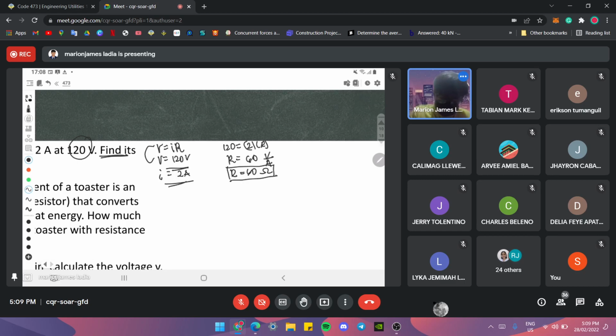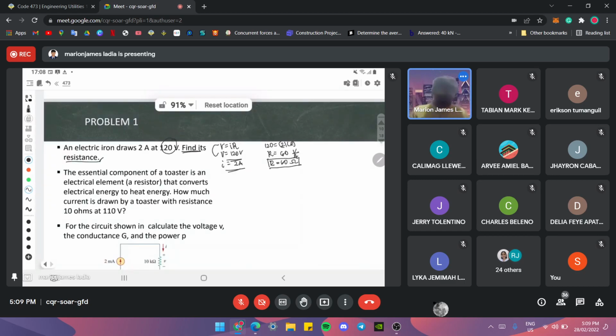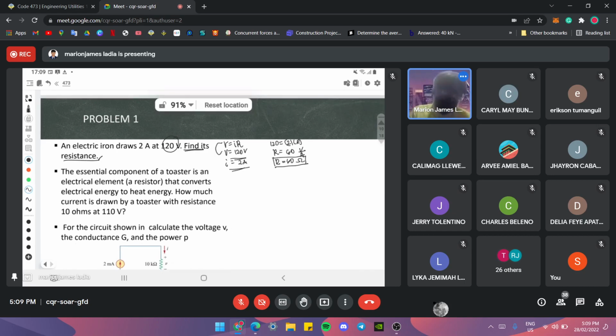Napakadali lang. Next, the essential component of a toaster is an electrical element which is called a resistor. So, pag umiinit talaga, pinaka-kailangan or essential element is yung tinatawag nating resistor. Pag maglalab kami later on, kung gusto nyo malaman, siyempre kung gusto, pwede kayong tawagin, no? Pinapausok namin ang resistor. Okay? So, a resistor converts electrical energy to heat energy.